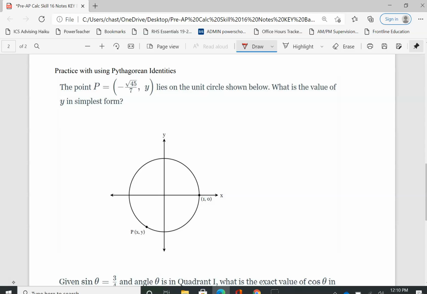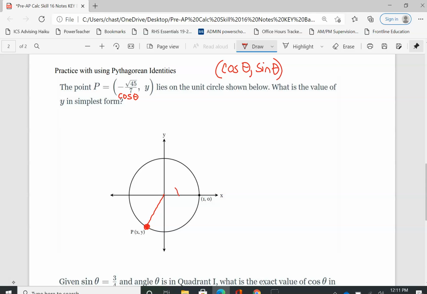So we know the x-coordinate, and it lies on the unit circle as shown right here. It's in the third quadrant. What is the value of y in the simplest form? Okay. So when I'm looking at this, we have to remember that ordered pairs in the unit circle are written as cosine theta, comma sine theta. Well, that means that this is our cosine theta.